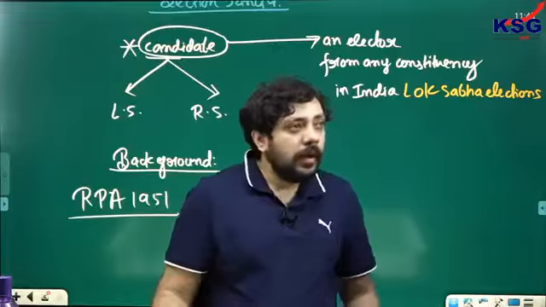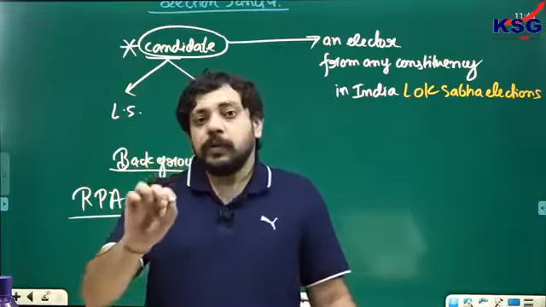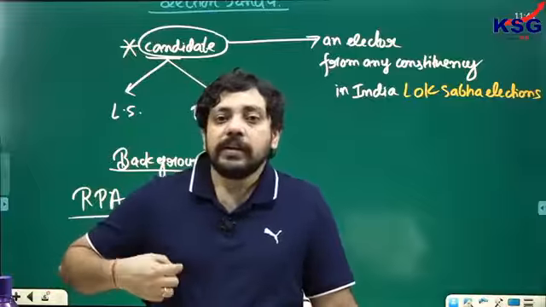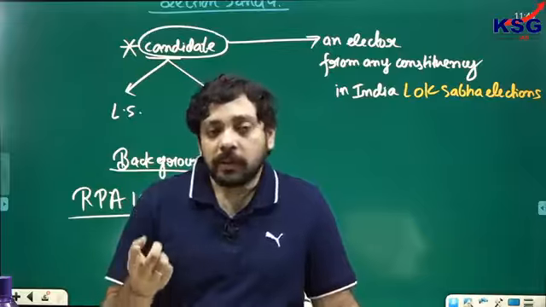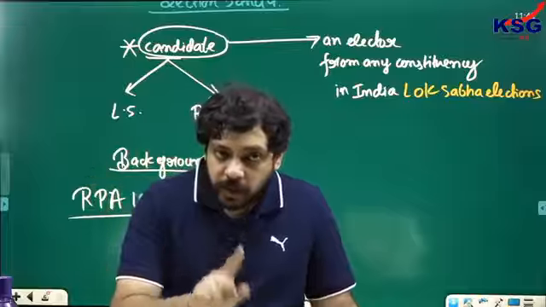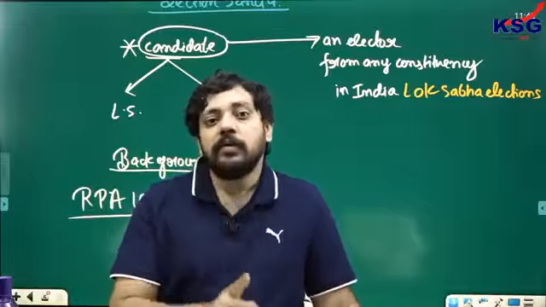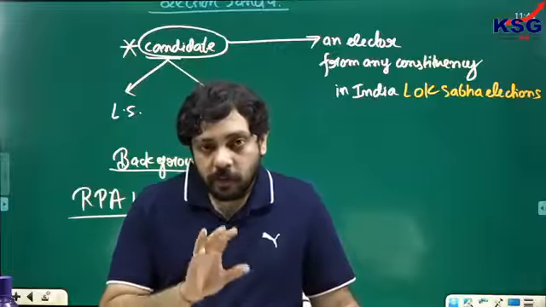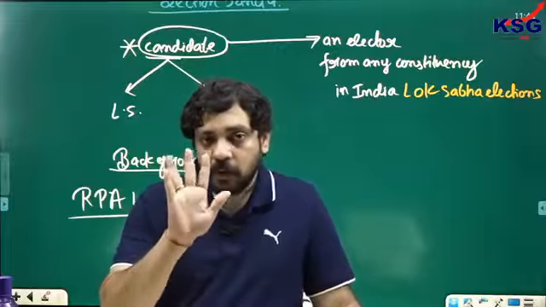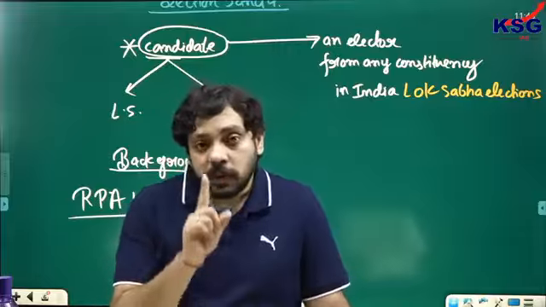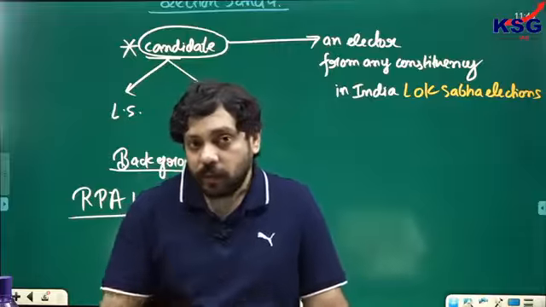And the provision which was given for Rajya Sabha is that if I have to get myself elected as a member of parliament from the Rajya Sabha from the state of Maharashtra, I must have my voting card in the state of Maharashtra. That my voter ID card must be issued by one constituency in the state of Maharashtra. That was a provision which was given in the RPA 1951.